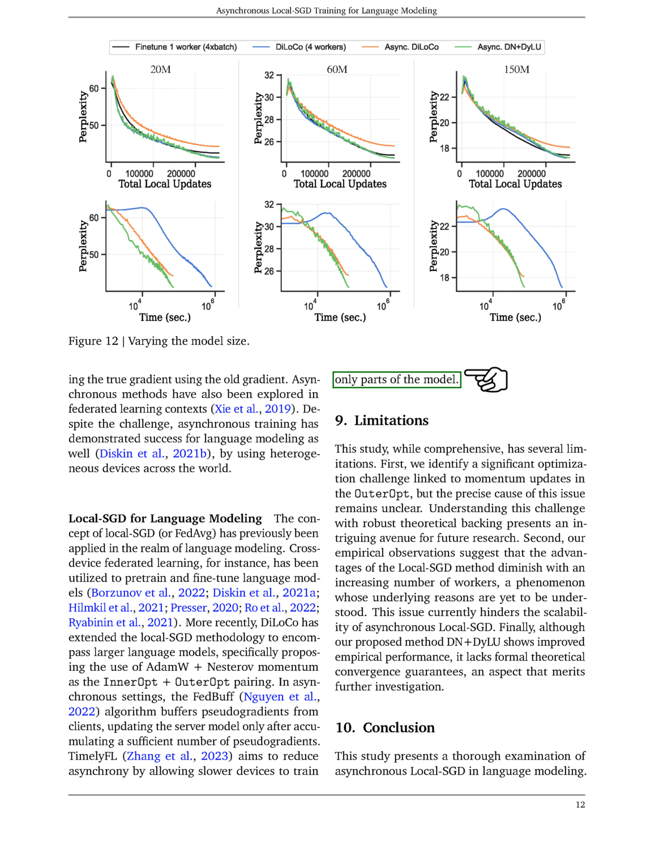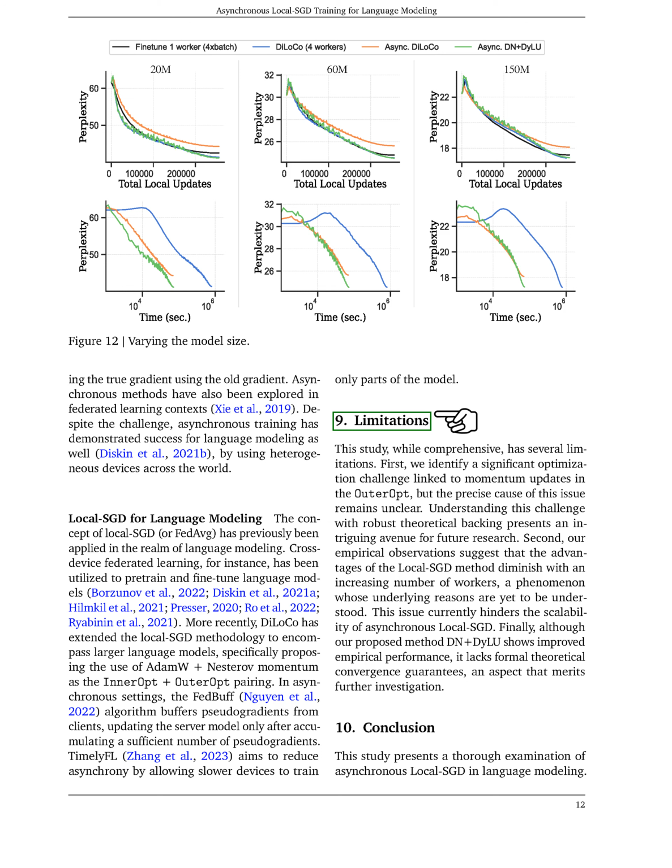In asynchronous settings, the FedBuff algorithm stores pseudogradients from clients and only updates the server model after gathering enough pseudogradients. TimelyFL aims to reduce asynchrony by allowing slower devices to train only parts of the model.